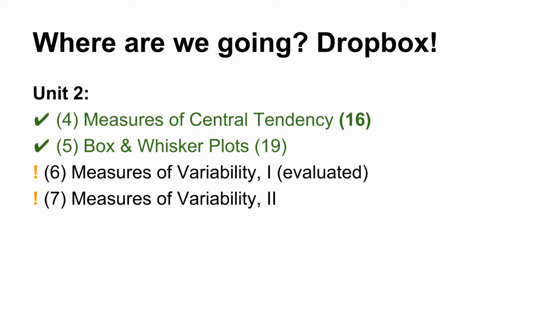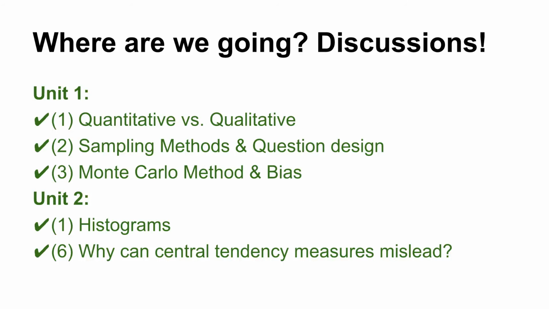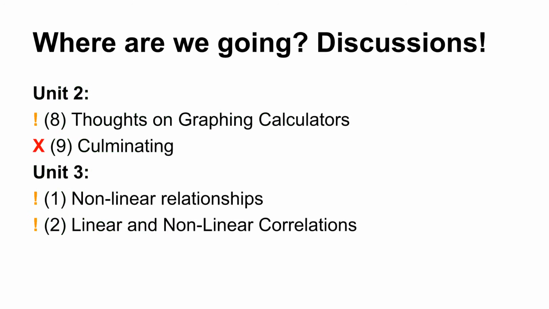In terms of things that are not entirely finished yet, a number of you still have to work on your box and whisker plots, and then of course measures of variability 1 and 2, since you are working typically in order. In terms of discussions, the success rate is a little better. You're participating more in your discussions than in your drop boxes. So we have in Unit 1 3 discussions that we've looked at, and so far in Unit 2 there are 2 discussions that I would have expected you to finish by now.